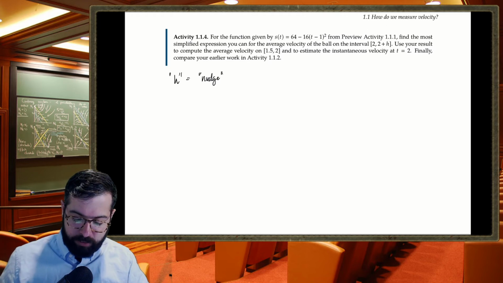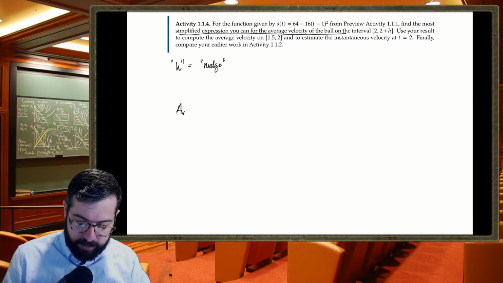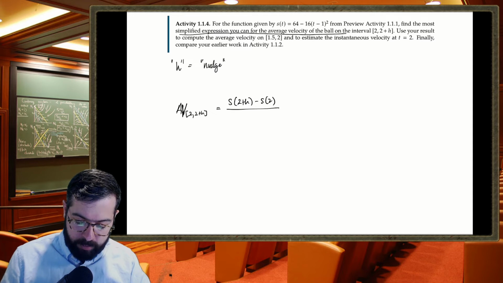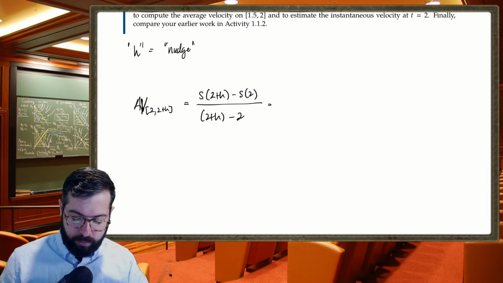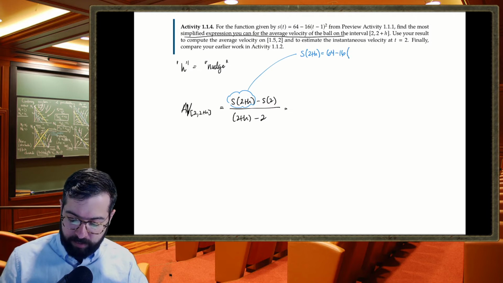All right, so let's go ahead and grab this simplified expression for average velocity. So average velocity from 2 to 2 plus h is equal to s of 2 plus h minus s of 2 all over 2 plus h minus 2. Let's go ahead and work a few of these out separately, because it's going to be a little bit of work. So s of 2 plus h, what is this? Well, it's going to be 64 minus 16 times, wherever I see t, I'm plugging in 2 plus h.